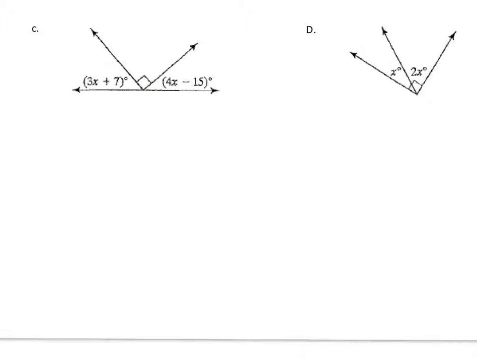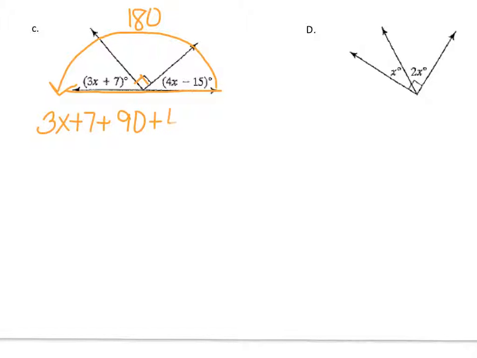We'll take a look at 2 more examples like that because I know these can be kind of tough. So again, if you take a look at this picture here, notice the straight line that is formed. So that means from here all the way around equals 180 degrees. So if we add all the angles together, we would get 180 degrees. So our equation is going to be 3x plus 7 plus, this is the 90-degree symbol, plus 4x minus 15. It should all equal 180 degrees.